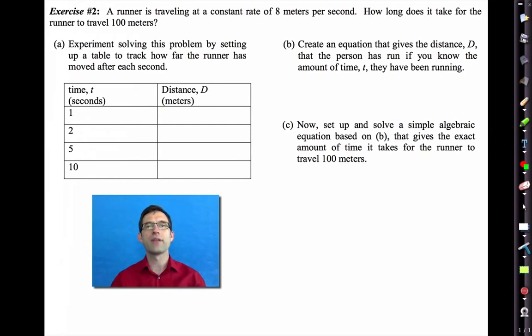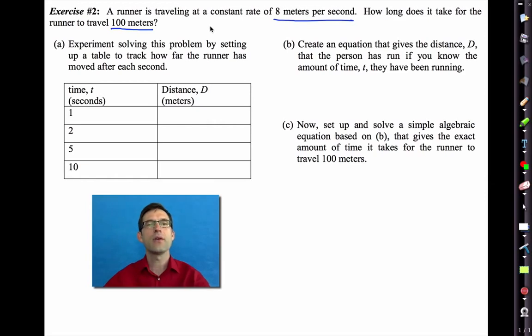A runner is traveling at a constant rate of 8 meters per second. Make sure you really understand that, right? That means after 1 second, the runner has traveled 8 meters, right? And then after another second, another 8 meters. After another second, another 8 meters, etc. We're trying to answer the question, how long does it take for the runner to travel 100 meters?